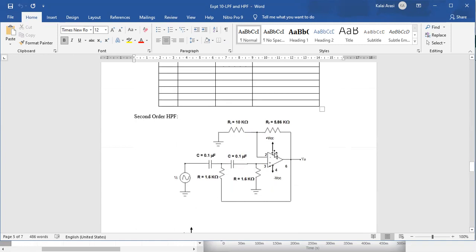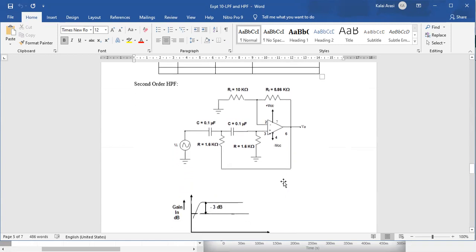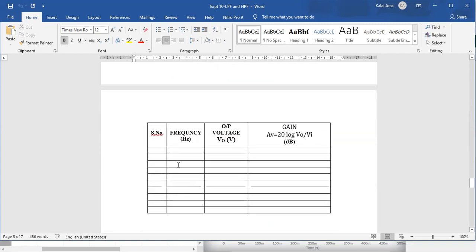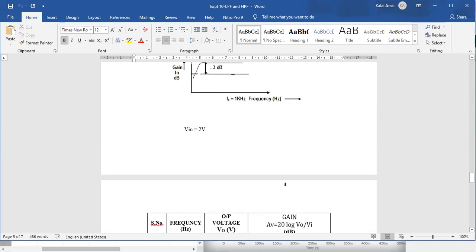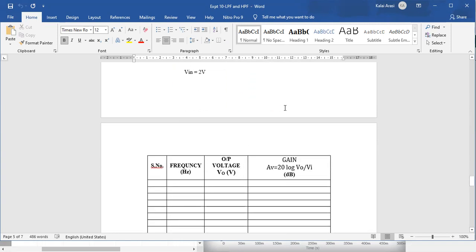Similarly, for high pass filter, just interchange the position of the resistor and capacitor. Then repeat the same process. Then you will get a high pass filter. Here, how you should take the reading: you should keep on increasing the frequency, and the output voltage is increasing. You should find out the minimum and maximum frequency up to which range it's increasing. Within that, some 3 to 4, 5 readings you should take.